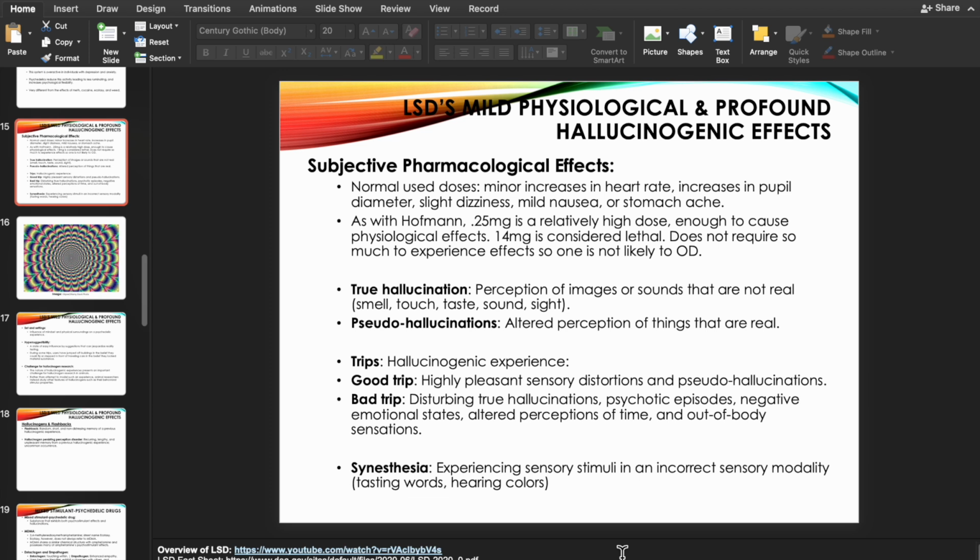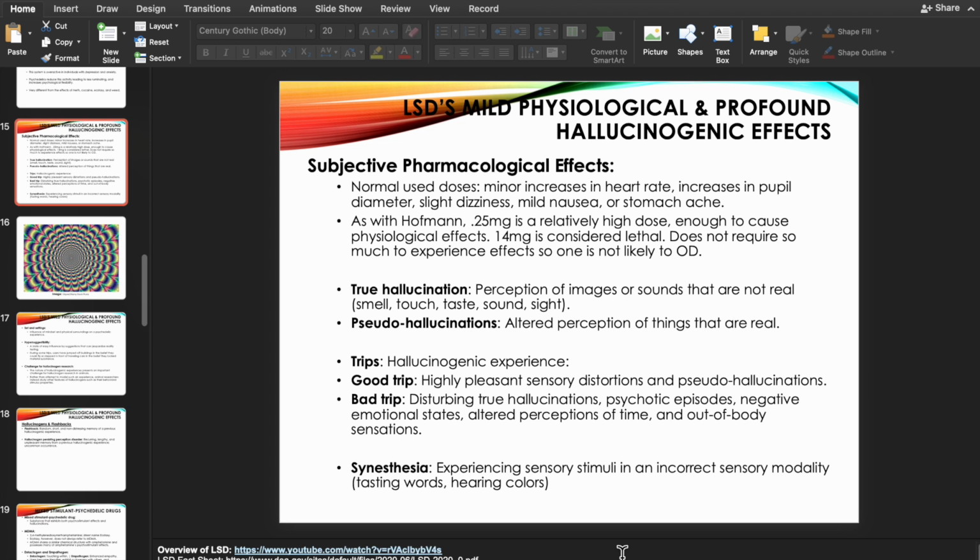To review, a hallucination is a stimulus that is imagined with our senses. So something that is imagined by touch, smell, sight, or sound. Things that don't actually exist, but we perceive them to be there. Here they differentiate hallucinations by true and pseudo. Pseudo hallucination is defined as altered perception of things that are real. With true hallucinations, the stimuli doesn't exist at all. With pseudo hallucinations, the stimuli exists, but it's distorted in some way.